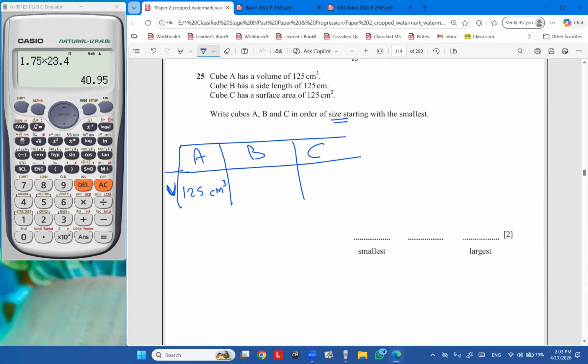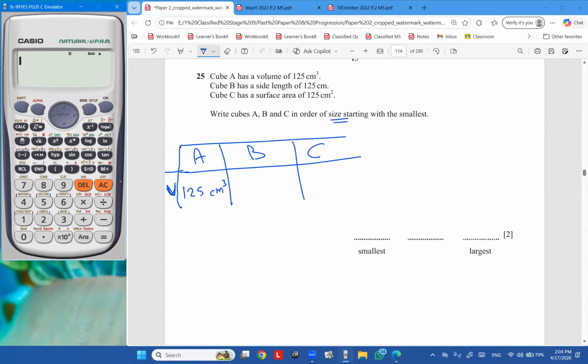125. Cube B has a side length of 125 centimeters. Well, this is the length of one side. So I do side by side by side, which is length times width times height, if it was a cuboid. But if it's a cube, we say the three of them are the same. We don't have length, width, and height. All of them are the same. So it's 125 times 125 times 125 that is going to give you the volume of cube B. Oh, whoa, that's a huge number. I must have made something wrong, or I've made here a mistake.